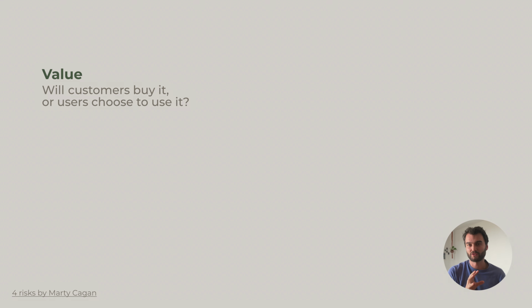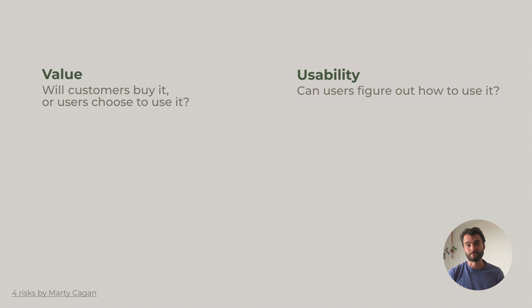Number 1 is creating value for customers. This is the big one. Does the product solve the customer's problem in a way they care about? If they don't find value in it, they won't use it, let alone pay for it. 2, usability. It's no use having a great solution if no one can really figure out how to use it. Usability is all about making sure our product is intuitive and user-friendly.